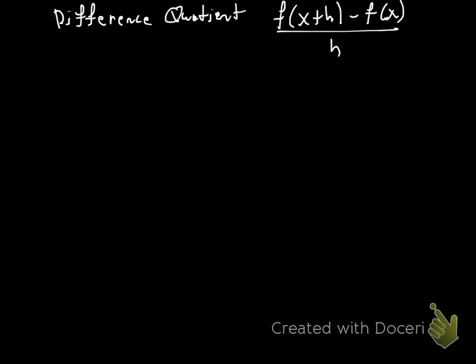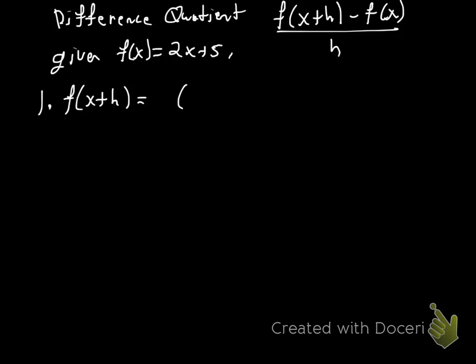And so we're going to break it up into 3 steps. So I'm going to find the difference quotient of that same f function, 2x plus 5. So what we're going to do is break it up into 3 parts. We'll find f of x plus h.